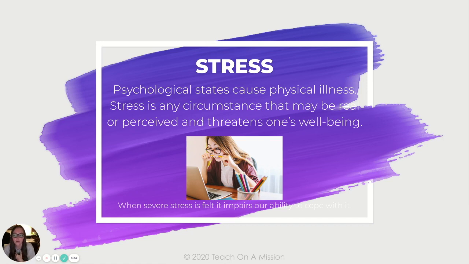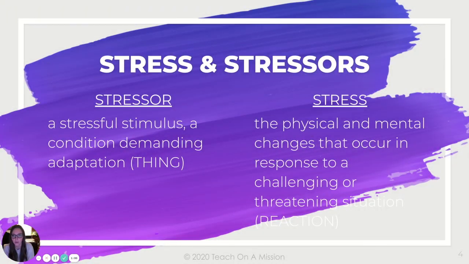So when we think, oh, that math test is stressing me out, that's actually going to be a stressor, and we'll look at what the difference is. But this is anything that's threatening your well-being. So what's the difference between stress and stressor? A stressor is a stressful stimulus, a condition demanding adaptation, a thing, right? Just like I said, maybe your math test is the stressor, maybe your parent is the stressor, whatever that might be. And then stress is the physical and mental change that occurs in response to a challenging or threatening situation. So basically the stressor is the thing, and stress is your reaction to that thing, if that makes sense.